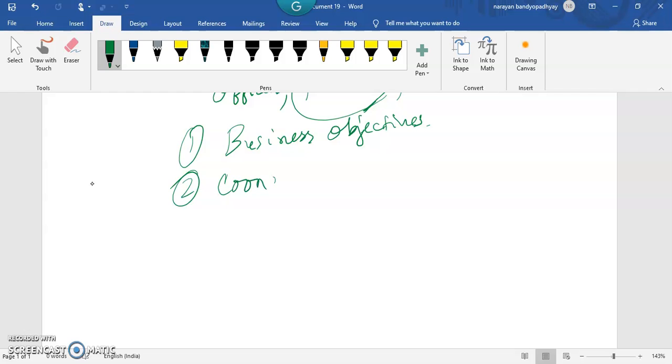Number 2, what do they do? Coordinating the resources. Coordinating the resources means linking up. I will come to coordination in the next lesson, but now it means that it is the responsibility of the top management to integrate diverse elements and coordinate the activities of all the departments to achieve organizational goals.